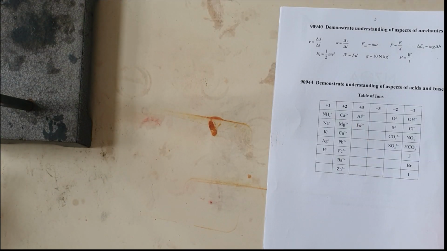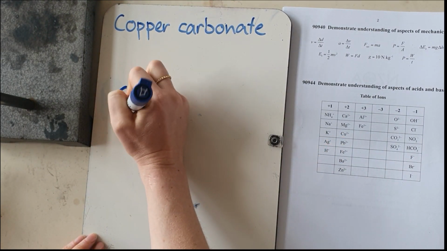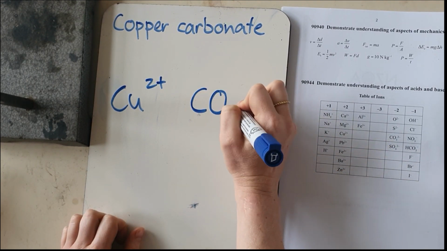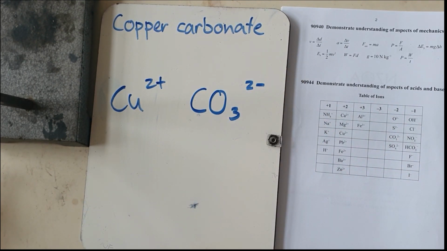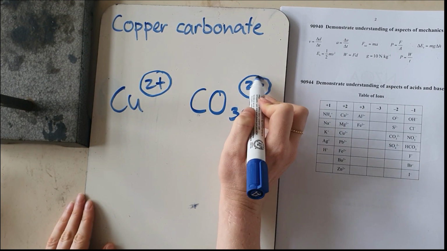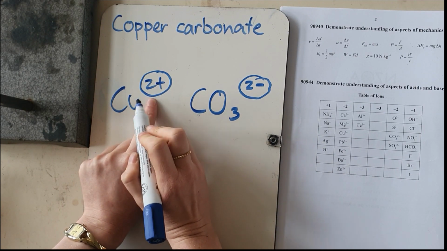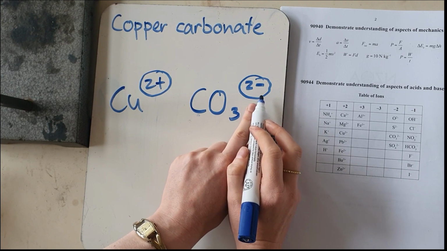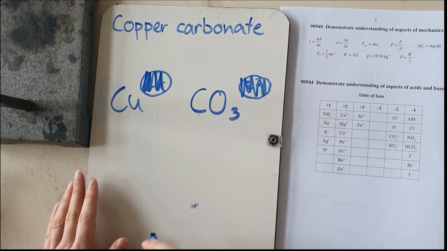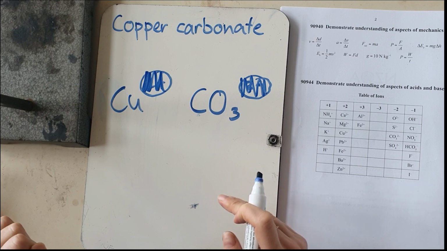Alright, our next example is copper carbonate. So copper is Cu2+, carbonate CO3 2-. Again, we're looking at the charges. So copper has a +2 charge, carbonate has a -2 charge. Those charges can cancel out. So we didn't need to write any of those ions multiple times.